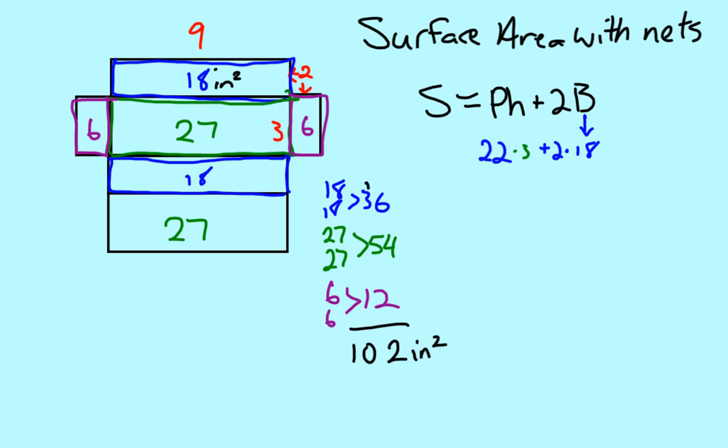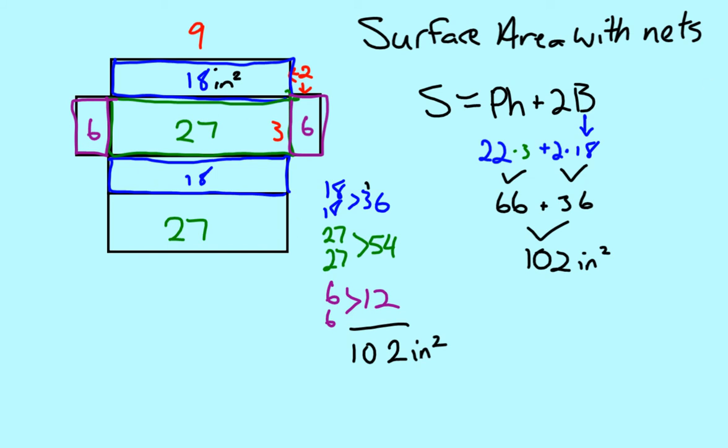Then we just do our math here. 22 times 3, that's 66. 18 times 2, that's 36. And this still would give us 102. So you have options, but with nets I would recommend this strategy here.